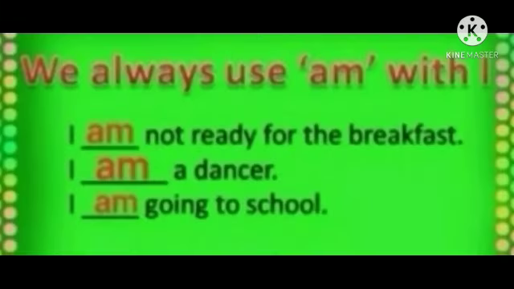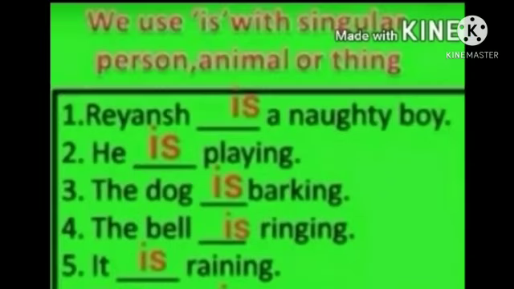Dear children, you have already studied the usage of is, am and are. So, we always use am with I. For example, I am not ready for the breakfast. I am a dancer. I am going to school. We use is with singular person, animal or thing. That means singular subjects. For example, Rayansh is a naughty boy. He is playing. The dog is barking. The bell is ringing. It is raining.